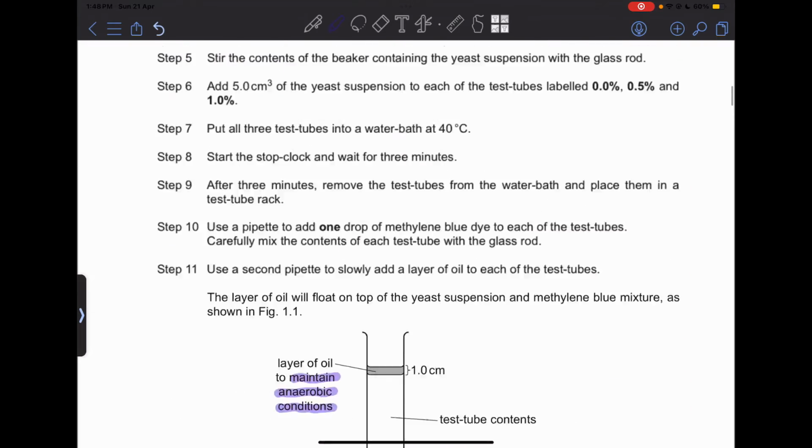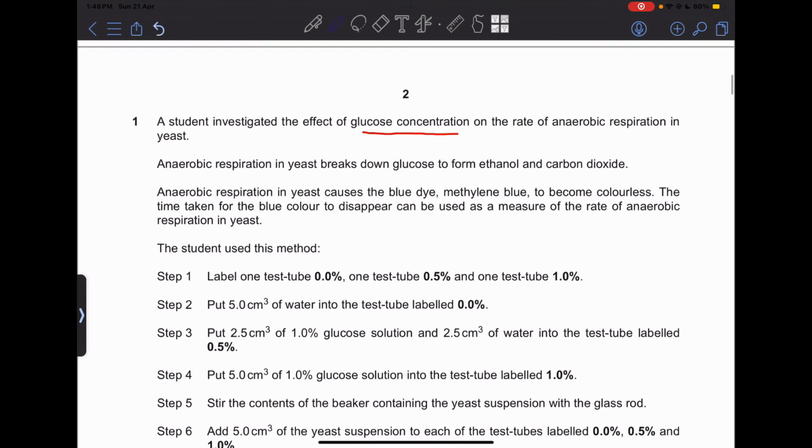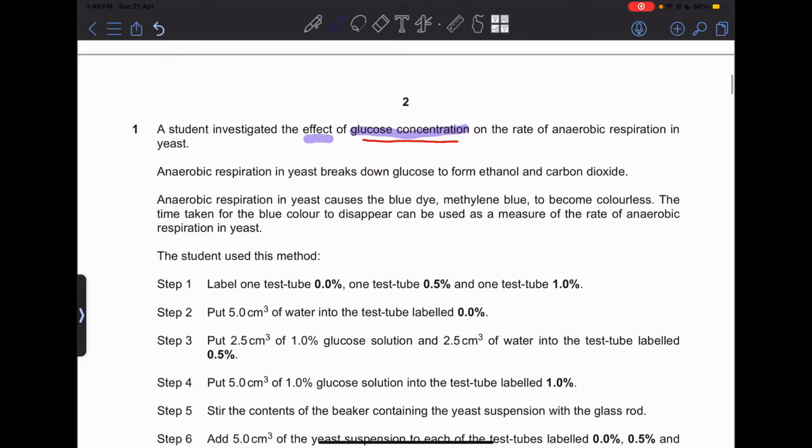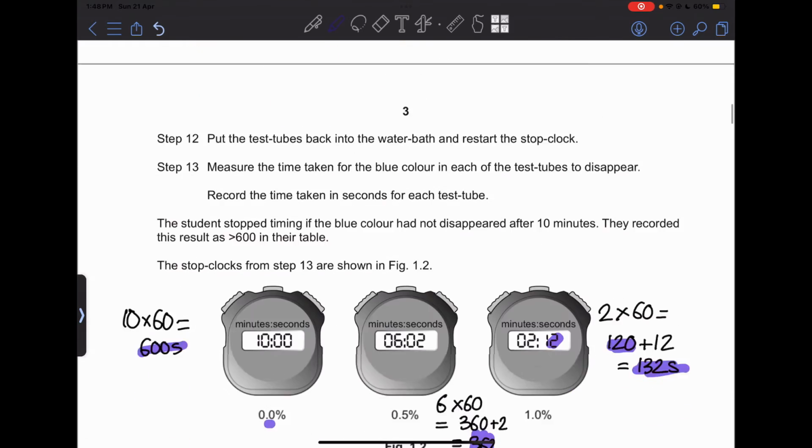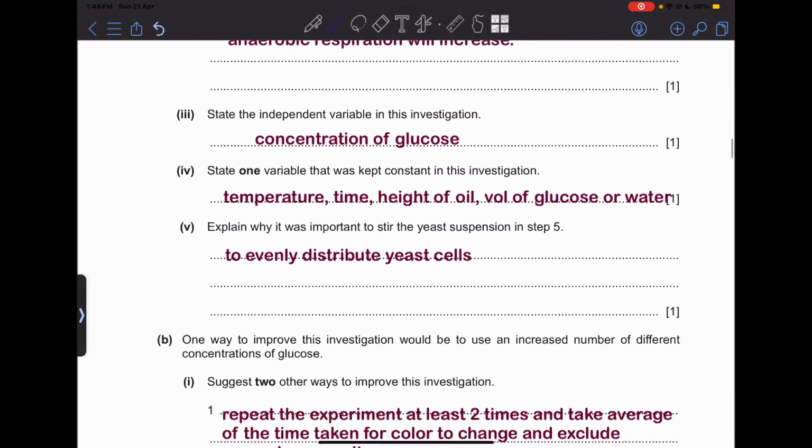As you all can remember, in the beginning of the video, I said that anything that comes after "the effect of", and I said that in my paper 6 videos as well, in planning an investigation, is the independent variable because you're changing it. The thing that you change in your investigation is the independent variable. So our answer is going to be concentration of glucose.